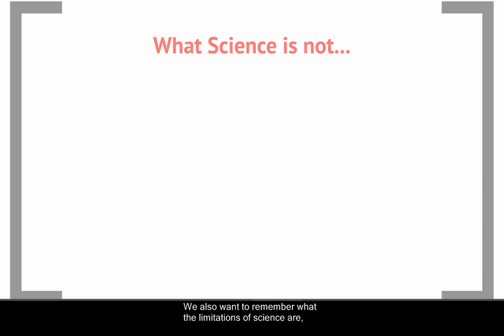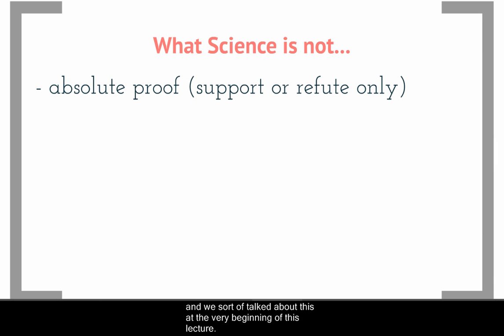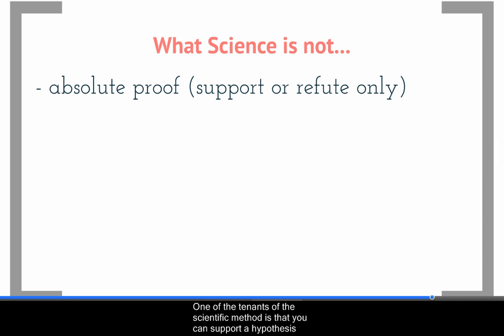We also want to remember what the limitations of science are, and we sort of talked about this at the very beginning of this lecture. Science is not absolute proof. One of the tenets of the scientific method is that you can support a hypothesis or you can disprove it, but you cannot absolutely prove it. And to give you the reason for this, let me give you a quick example. Let's say I have the hypothesis that all swans are white. And I spend the next 50 years writing down the color of every swan I see, and I see 1,000,000 swans and they're all white, and I continue to support my hypothesis.